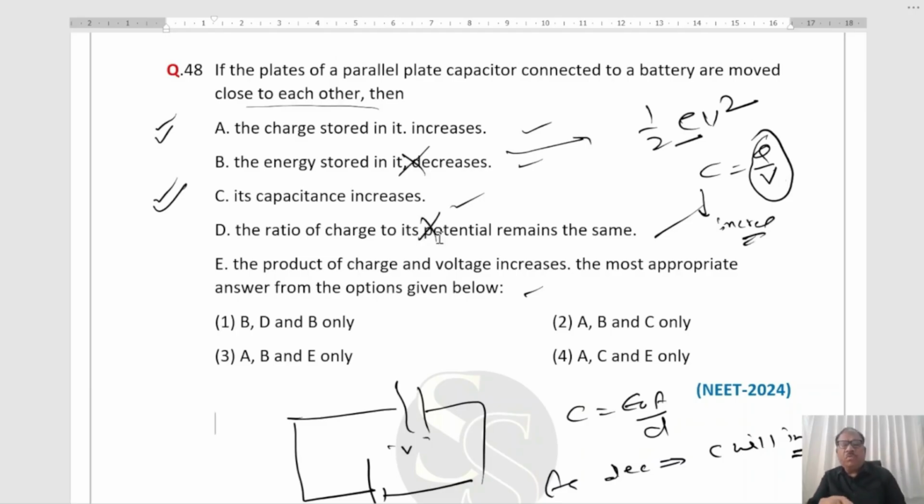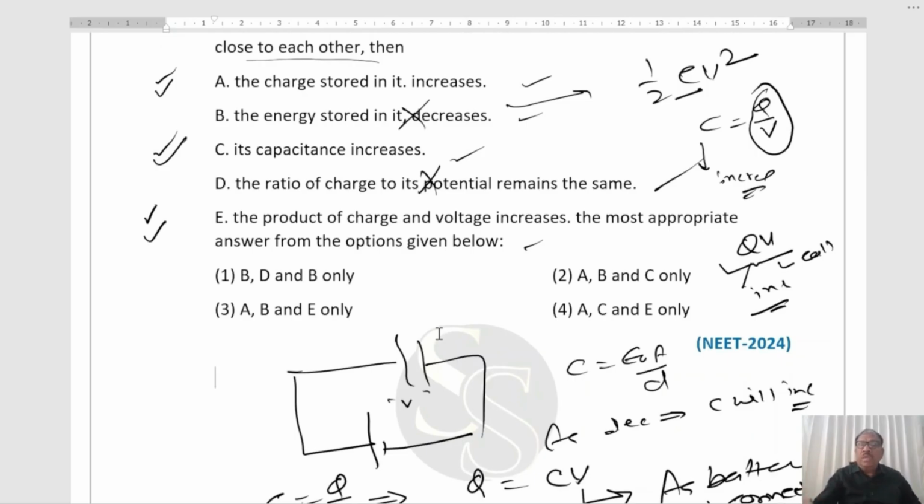right? Then the product of charge and voltage, Q into V, increases as V remains constant and Q increases. So the product also increases. This is the correct answer. So out of 5, these 2 are wrong and these 3 are correct. Now let's see the option. A, C and E. Fourth option is the correct option, right? Now next question.